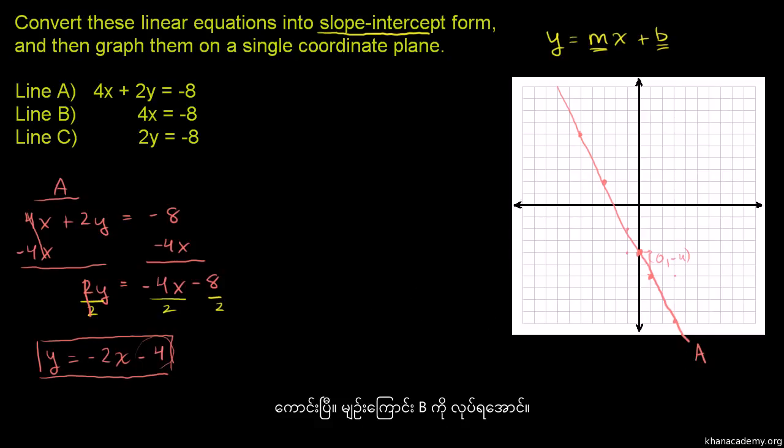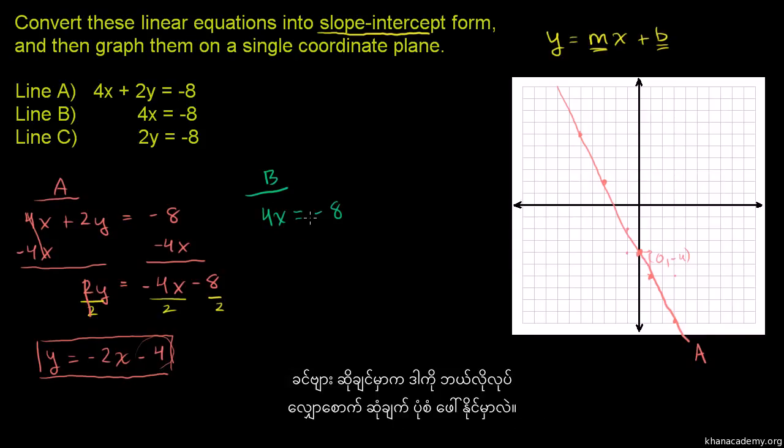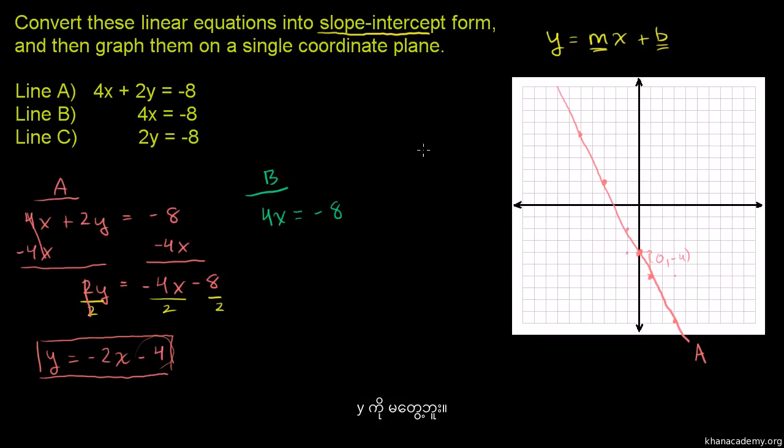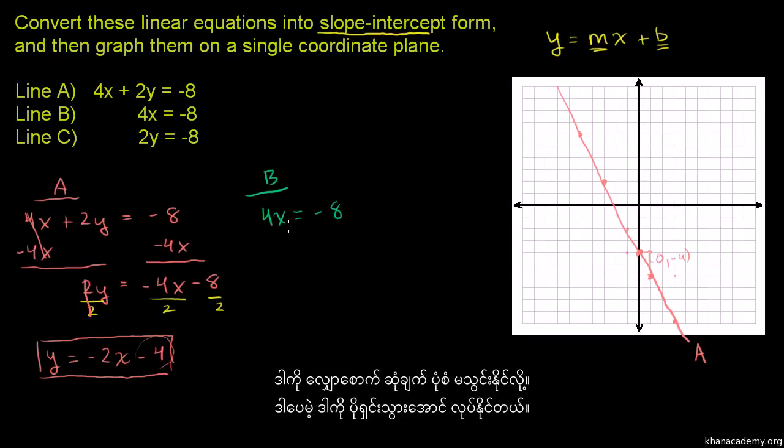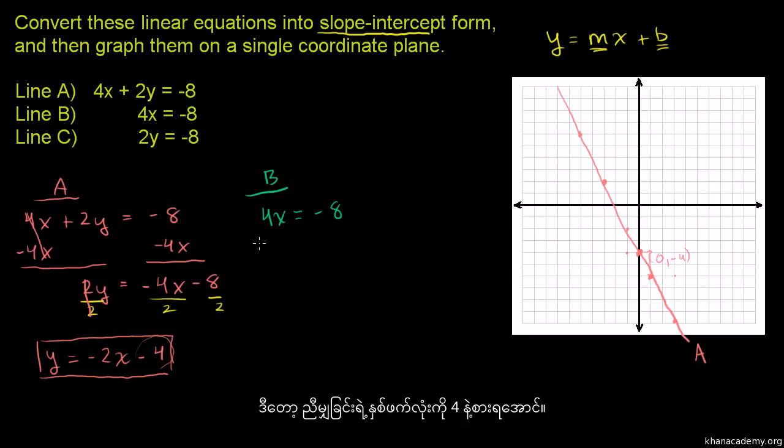All right, let's do line B. So line B, they say 4x is equal to -8. And you might be saying, hey, how do I get that into slope-intercept form? I don't see a y. And the answer is you won't be able to, because this can't be put into slope-intercept form, but we can simplify it. So let's divide both sides of this equation by 4, and you get x is equal to -2.